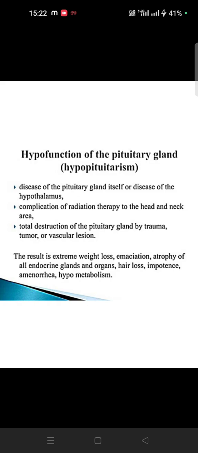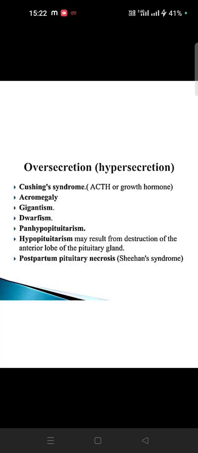Hypofunction of the pituitary gland means hypopituitarism. It is a decrease in the function of the pituitary gland itself, or of the hypothalamus. What are the complications? Radiation therapy to the head and neck area, and total destruction of the pituitary gland by trauma, tumor, or vascular lesions. The result may be weight loss, atrophy of all the glands and organs, hair loss, impotence, amenorrhea, and hypometabolism.